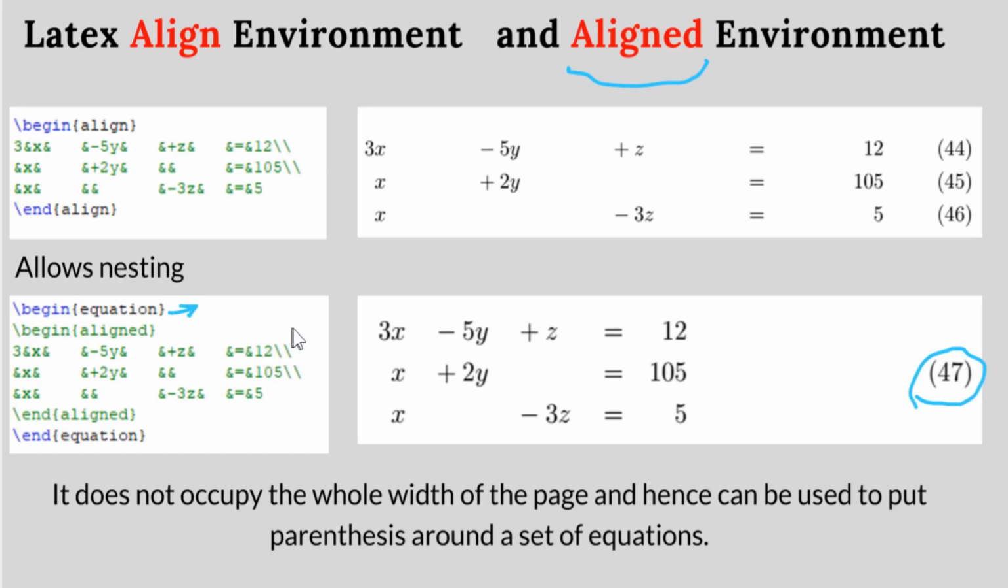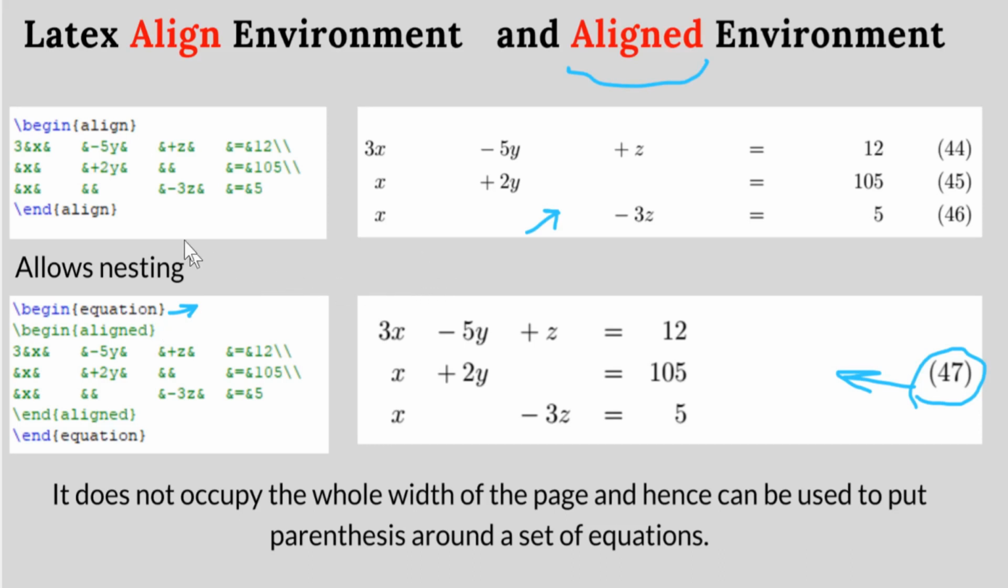But at the same time I want to align these in the manner in which I have aligned here using the align operator. So what I can do is simply change this align to aligned and then nest this environment inside the equation environment by putting these two lines at the top and bottom, begin equation and end equation. This is the only difference between these two sets of code, and the result is that now I have only one equation instead of three because I am using the equation environment.